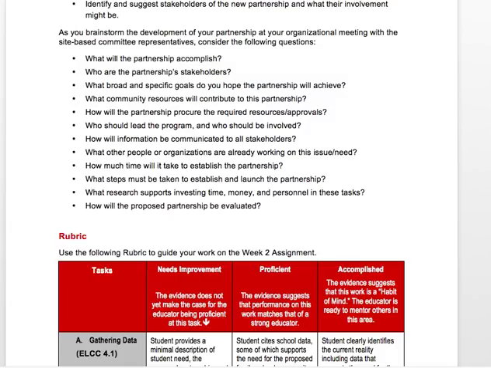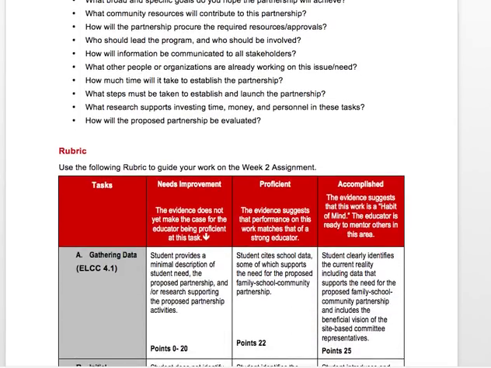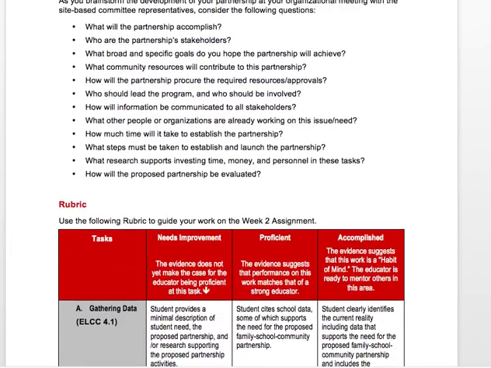What research supports investing the time, money, and personnel in these tasks? And how will the proposed partnership be evaluated? So you'll use these questions to guide your conversations with your representatives on your team.